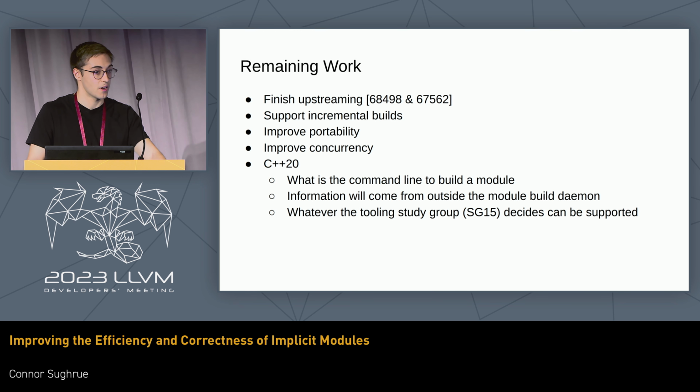This is where I mentioned I was going to mention standard C++ modules. There's a big assumption with Clang modules where the command line is just pulled from its predecessor. But that assumption doesn't exist for standard C++ modules, and there's currently no defined way to figure out what arguments should be used to build the command line. So that information will come from outside the build daemon, and we're happy to support whatever the tooling study group decides should be the standard.